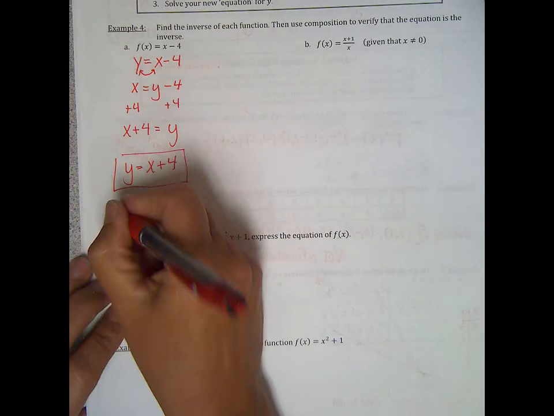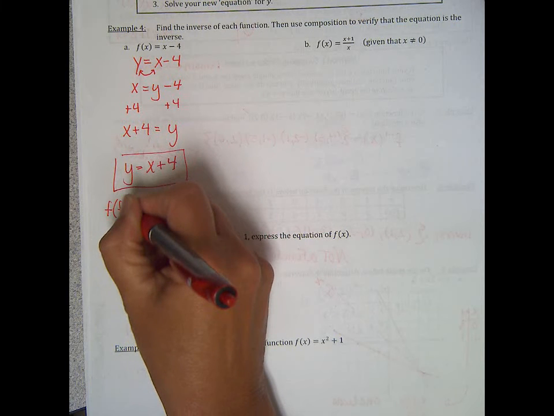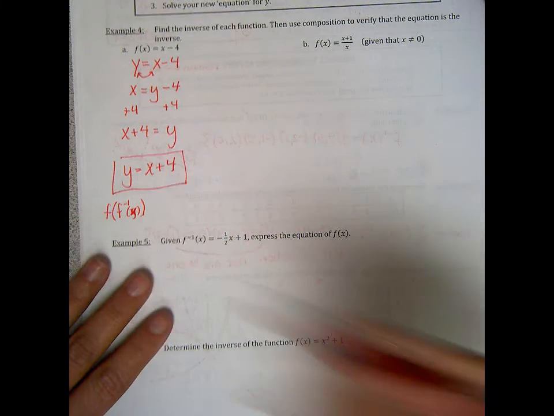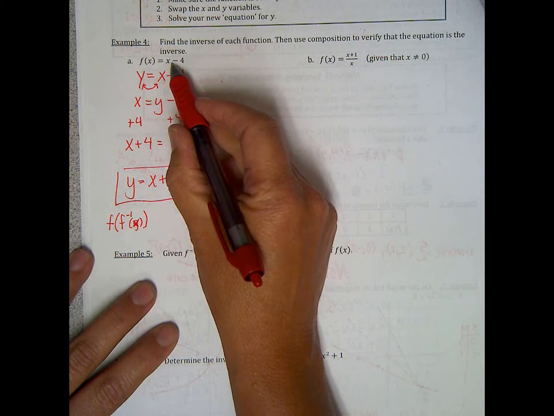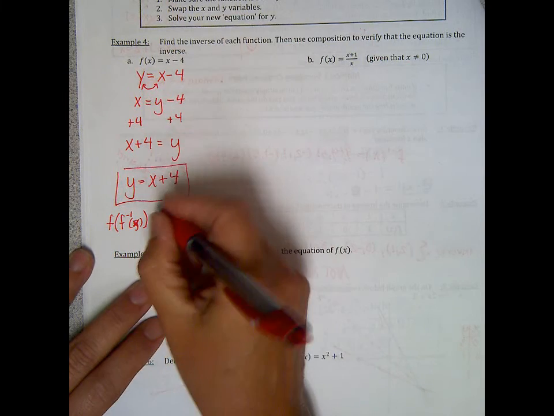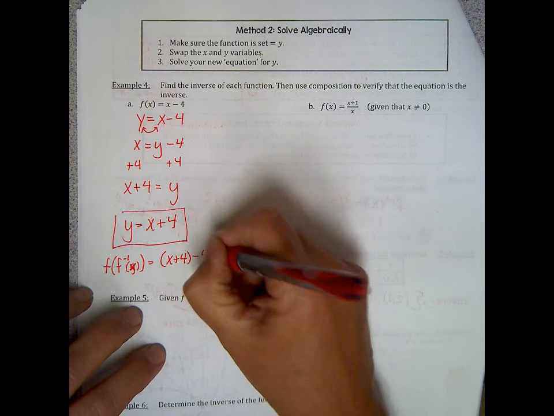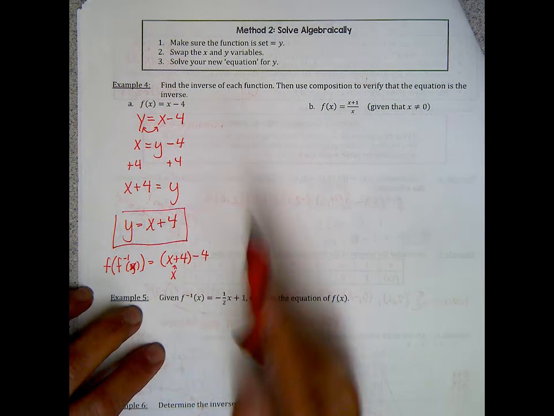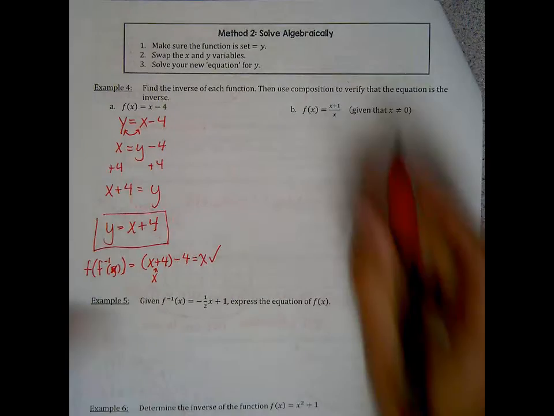So composition means I'm going to take the original function and I'm going to plug in the inverse, that should be an x, sorry, and see if I come out with x. So the original function was x minus 4. And I'm plugging in for x, x plus 4, where x was, and then minus 4. So this was my original x, plugging in x plus 4, the new inverse. And of course, if I simplify that, I will get x. So it is definitely, those are inverses. Okay, this one's the tricky kind.